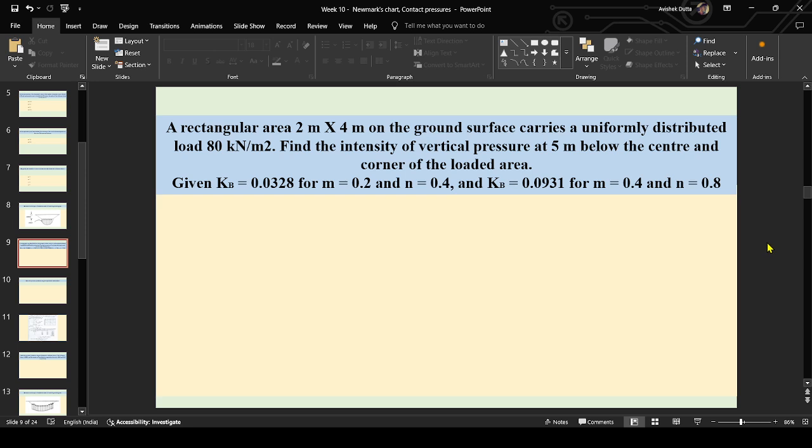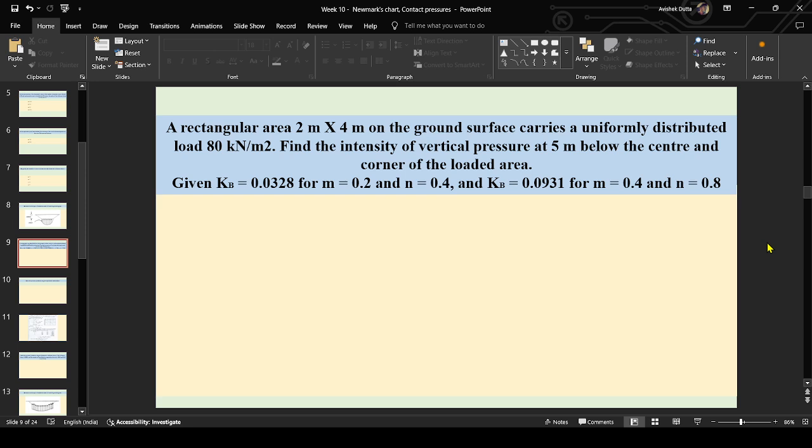I repeat the question. A rectangular area 2 meter by 4 meter on the ground surface carries a uniformly distributed load 80 kilonewton per meter square. Find the intensity of vertical pressure at 5 meter below the center and corner of the loaded area. Given the Boussinesq's influence factor 0.0328 when m equals 0.2 and n equals 0.4. I hope that you know what m and n stands for. If any doubt, you can ask me right now. And the same Boussinesq's influence factor Kb equals 0.0931 when m equals 0.4 and n equals 0.8.